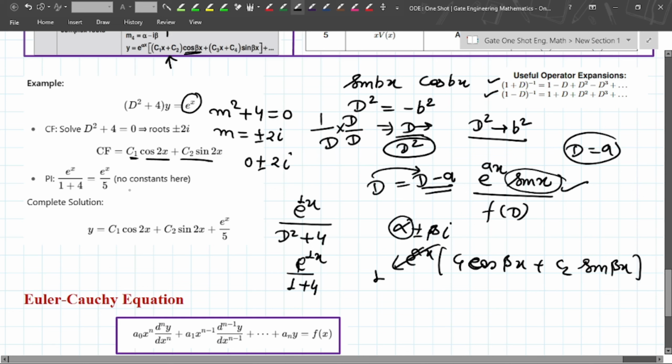One thing is that in the particular integral, there is no constant. If it is a second order differential equation, then the two constants arise in the complementary function only. All the arbitrary constants arise only in the complementary function, not in the particular integral. So this will be the complete solution, y of c plus y of p, complementary function and particular integral. This will be the complete integral for this case.